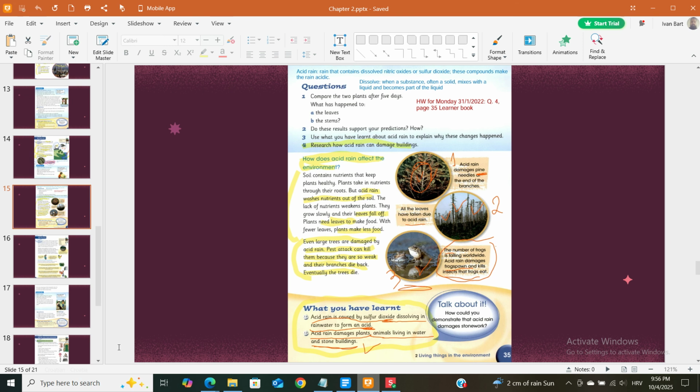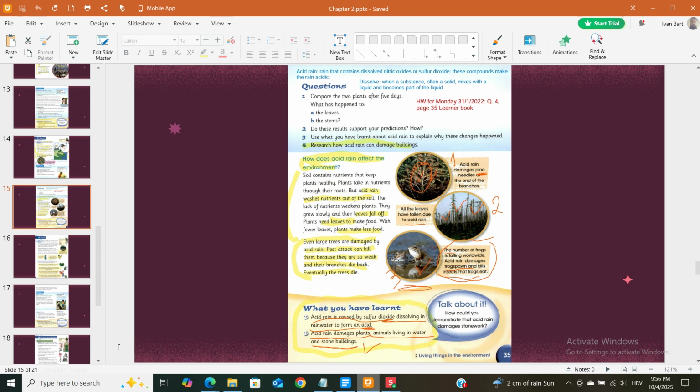Plants need leaves to make food. With fewer leaves, plants make less food. Even large trees are damaged by acid rain. Pest attack can kill them because they are so weak and their branches die back. Eventually the trees die. All the leaves have fallen due to acid rain. Acid rain damages pine needles at the end of the branches.